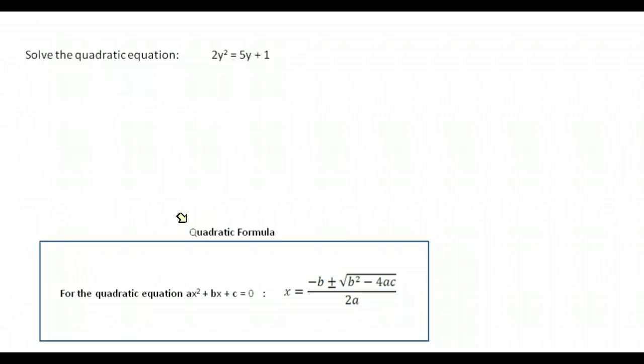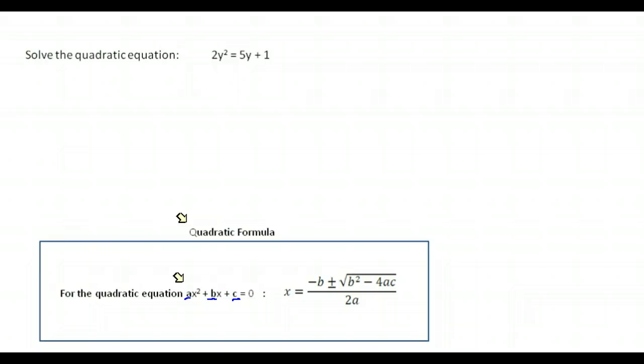Here's the quadratic formula. When you have a quadratic equation, a is the leading coefficient, or the number in front of the squared term, b is the x term, and c is the constant. We use this formula to find our two answers: negative b plus or minus the square root of b squared minus 4ac, all over 2a. That will give you your solutions right away. You do have to make sure it's set equal to 0 first.